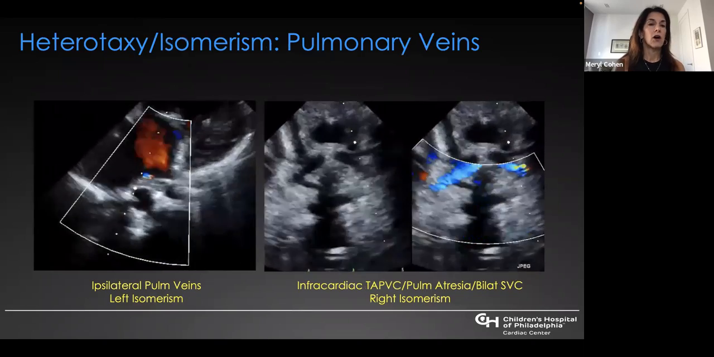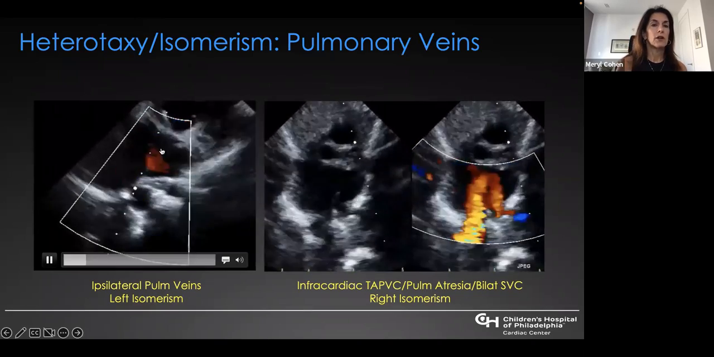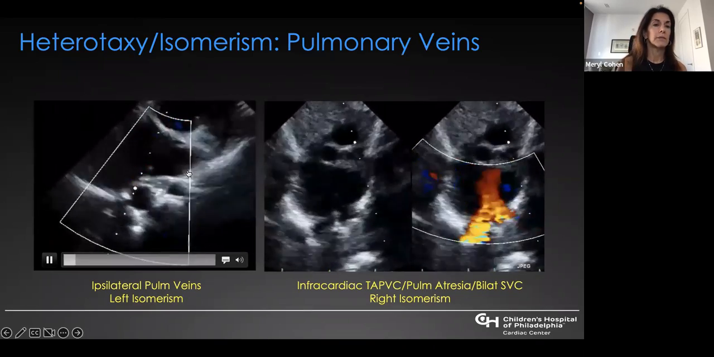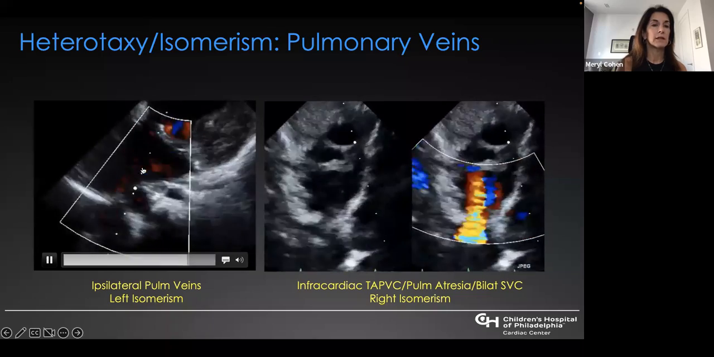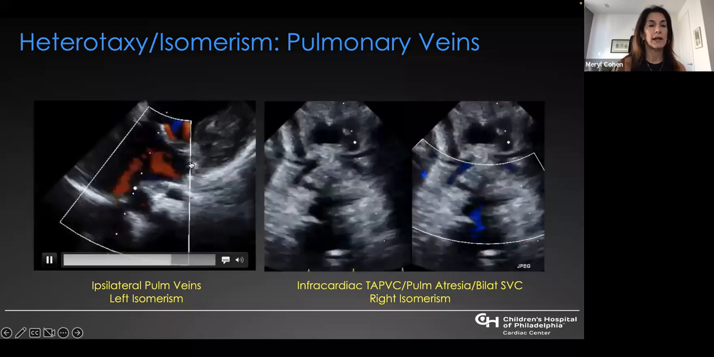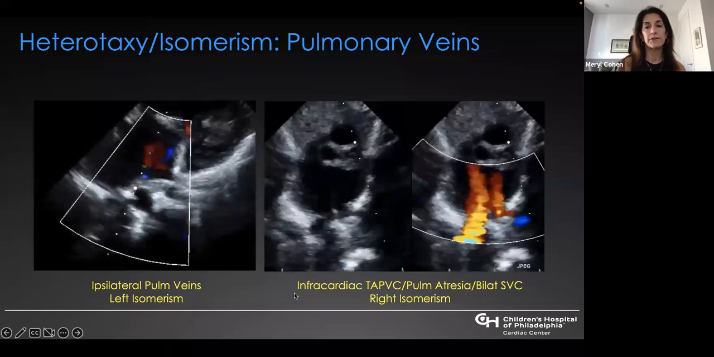Here is an off-axis parasternal view showing the ipsilateral pulmonary veins. The atrial septum is right here, dividing the right-sided veins from the left-sided veins.